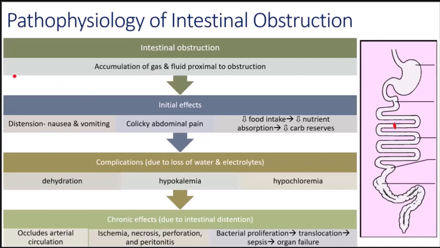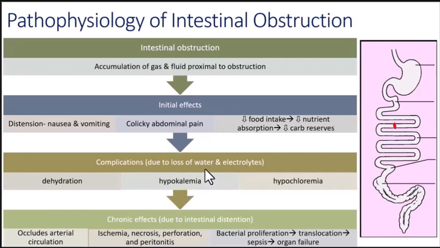This initially can lead to some distension, nausea and vomiting are usually triggered, colicky abdominal pain would likely occur. The person won't want to eat food, they're eating less food, so it leads to a reduction in nutrient absorption, and now their body starts using up their carbohydrate reserves because they get to the state of starvation.